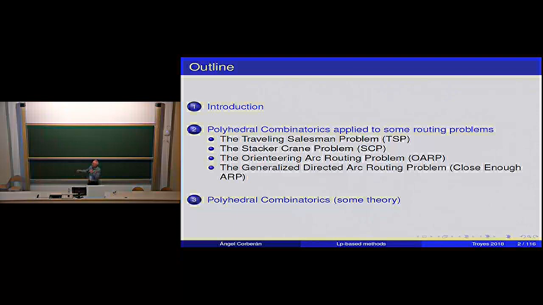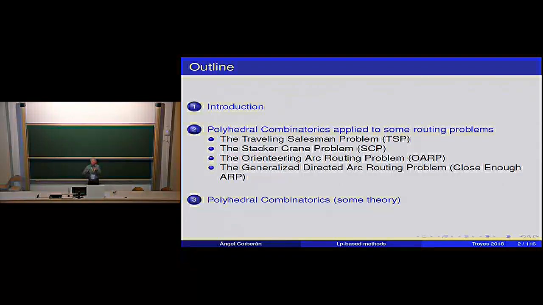The first one is a classical arc routing problem called the stacker crane problem. And the second one is an arc routing problem with profits. I will introduce briefly this family of problems. And the last one is a generalization based on a particular and practical problem that was introduced by Bruce Golden several years ago. I think it's interesting.